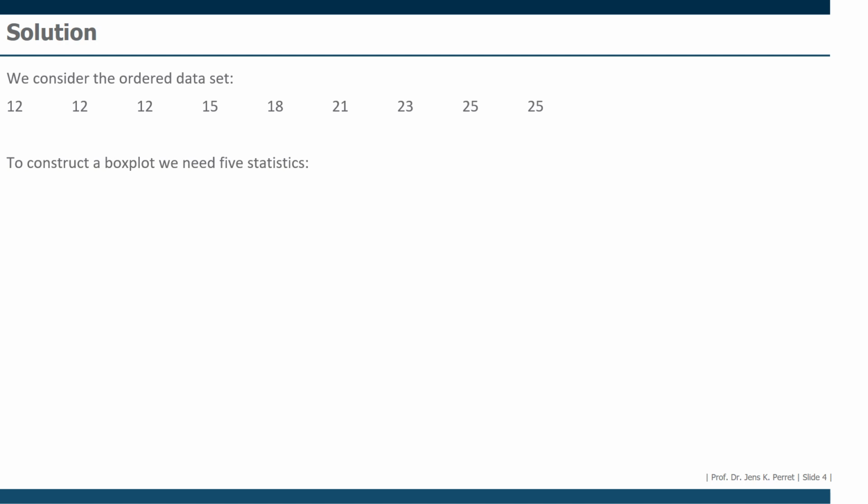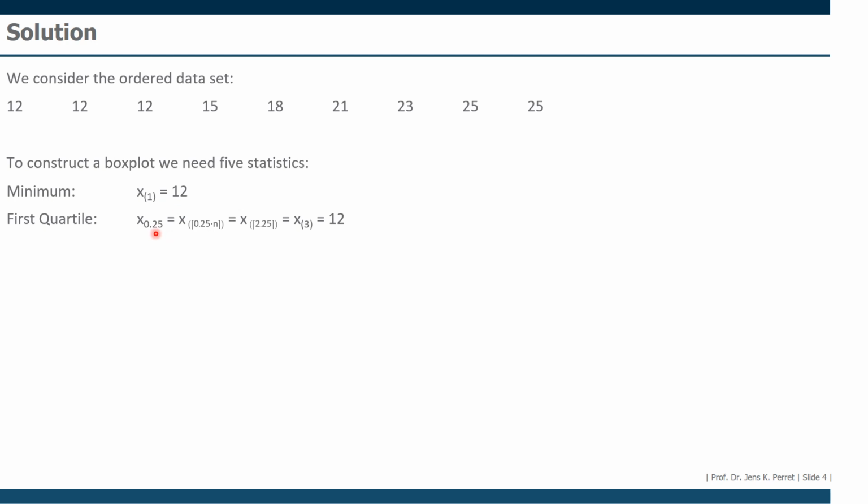For the box plot we need 5 statistics. We're going to start with the lower bound, the lower antenna, which is given via the minimum. So we're going to calculate the minimum, which in my ordered data set simply is the first observation, the smallest value, which here is 12. Then I continue with the first quartile.